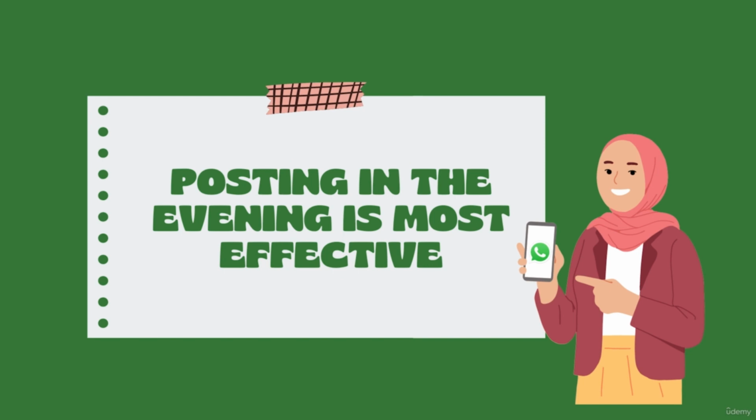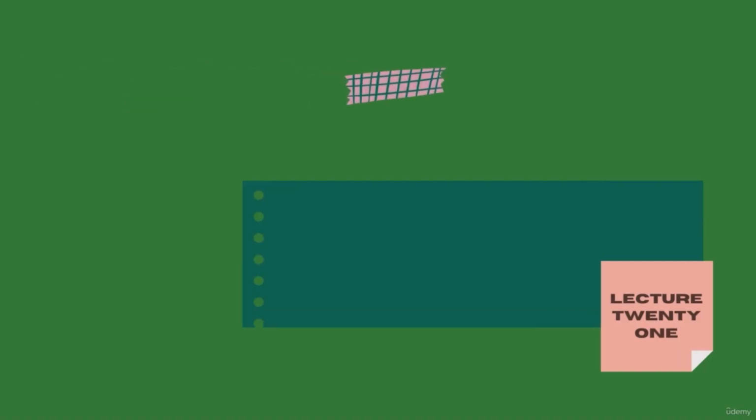WhatsApp stories are available for 24 hours, so there is actually no best time to post, but it's more effective when you post in the evening. Posting in the evening time, a lot of people are back from work or whatever they have to do for that day, and they would want to open their phone to check what is actually happening. So posting in the evening is a little bit more effective than posting in other times of the day.